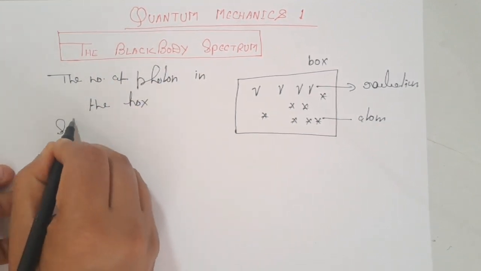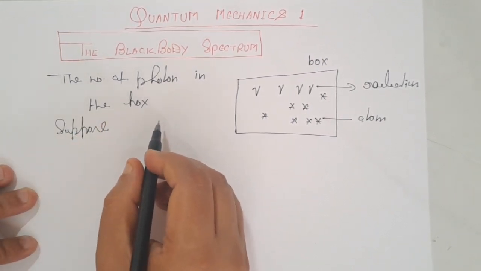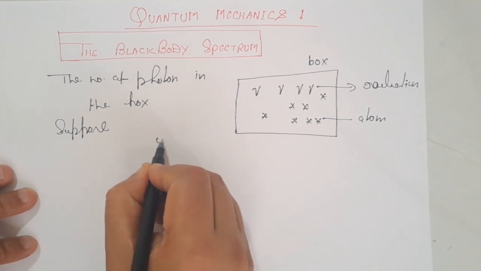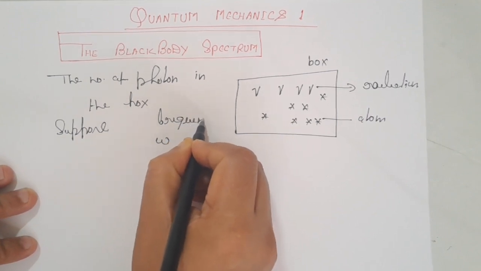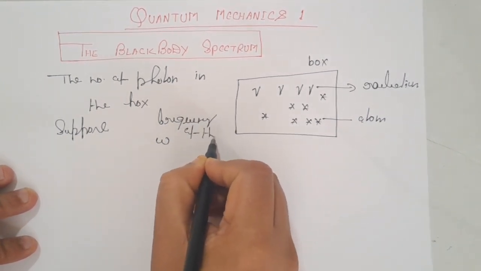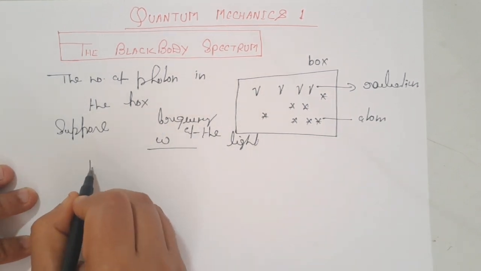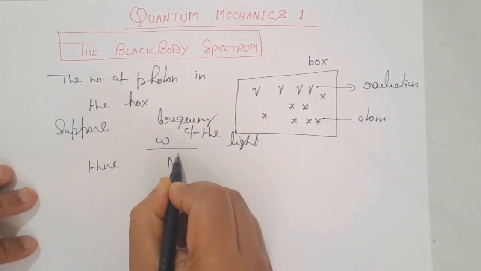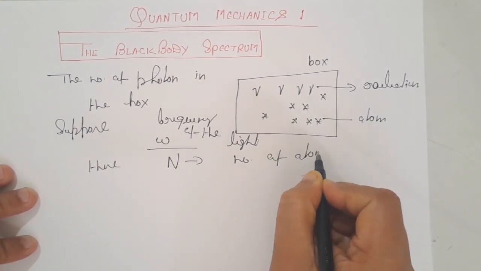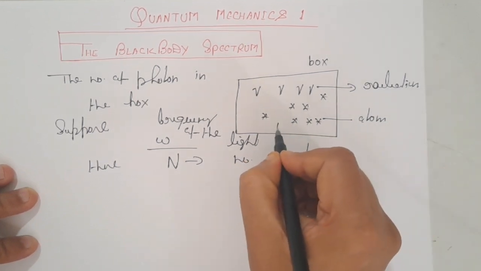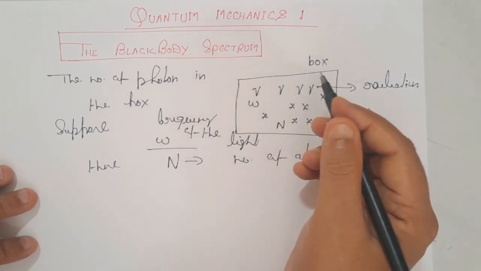Suppose for each light frequency omega, there are N number of atoms in this box, and the frequency of the light is omega.